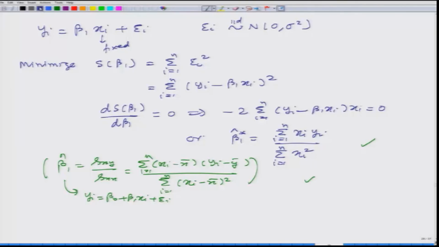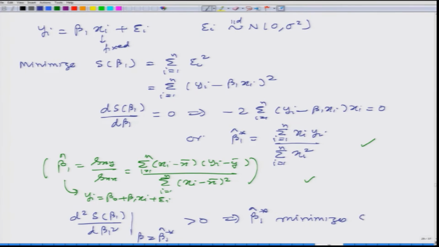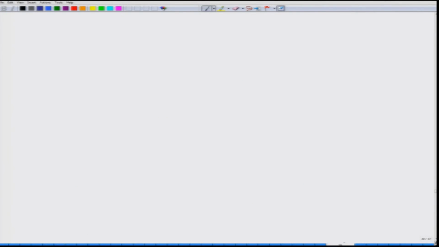Now, it is also not difficult to show that the second order derivative of S(beta 1) with respect to beta 1 squared, at beta 1 equal to beta 1 hat star, comes out to be greater than 0. So, this implies that beta 1 hat star minimizes S(beta 1). So, this beta 1 hat star is the ordinary least square estimator of beta 1 when we have no intercept in the model.